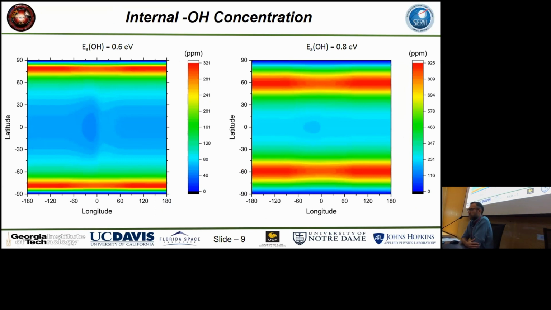So this is just an example of the internal hydroxyl concentration after about 1,000 years. On the left is what I would call a low energy case. The energy that I'm showing here is the energy of diffusion, the activated diffusion for the hydroxyl. So we have low energy on the left, high energy on the right. And as you would expect, with a higher activation energy, the rate of those hydroxyls going to the surface is much slower. So you're holding on to that water much longer, right?